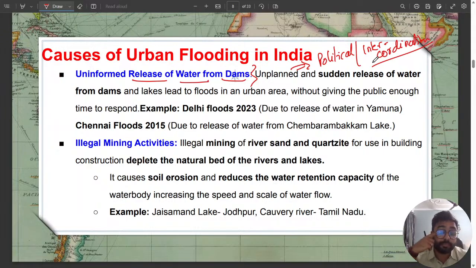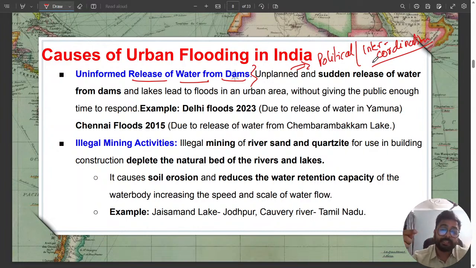For example, we experienced this during the 2023 floods in Delhi just a month back. There is a barrage, the Hathni Kund barrage, which controls and regulates the water of the river Yamuna. Both the Union Territory and the state of Haryana are governed by different political parties. So the Aam Aadmi Party was blaming Haryana for not informing about opening the floodgates, and Haryana was blaming the Aam Aadmi Party, saying we have done it as per the protocol.